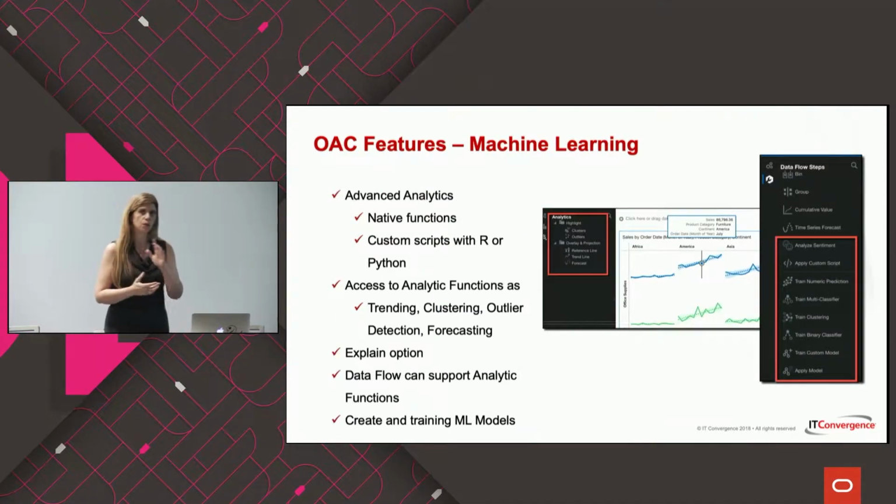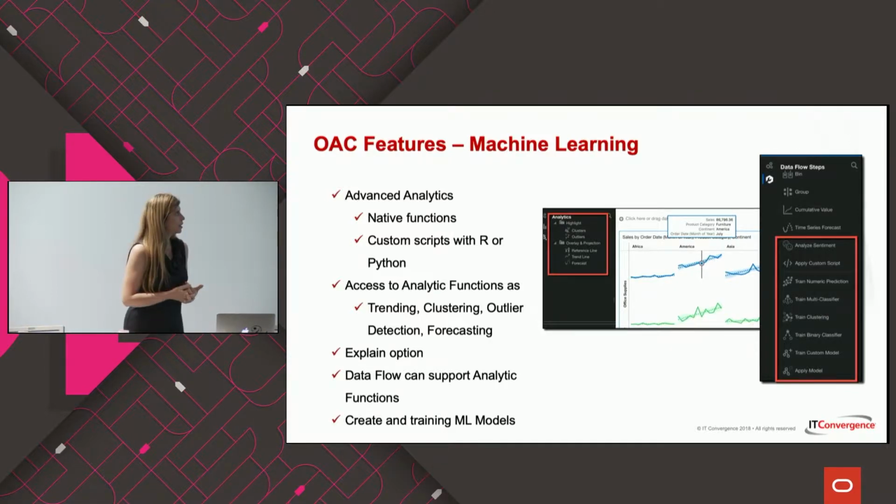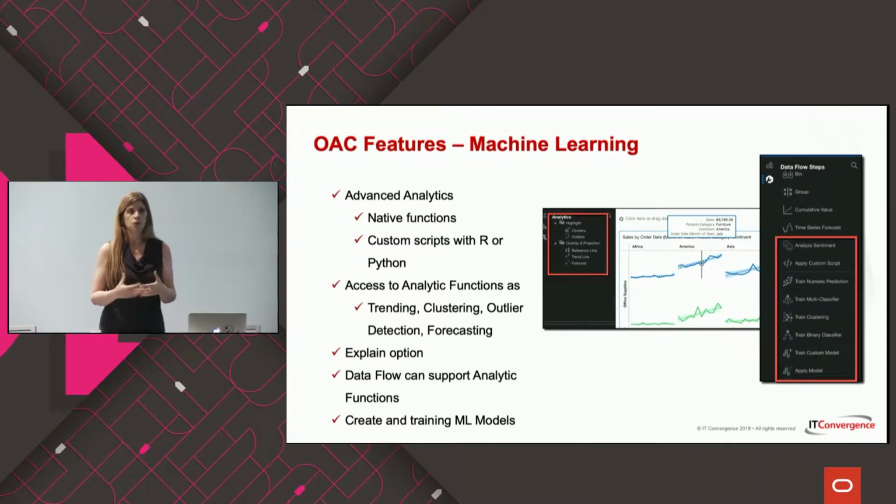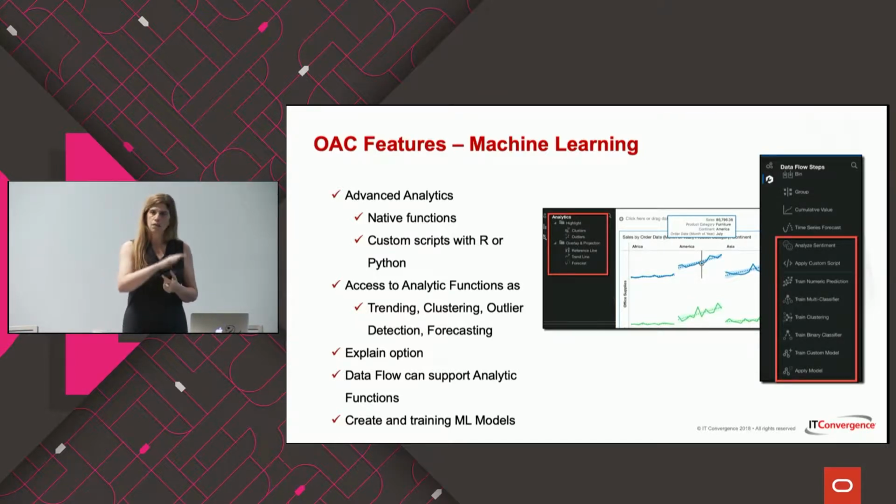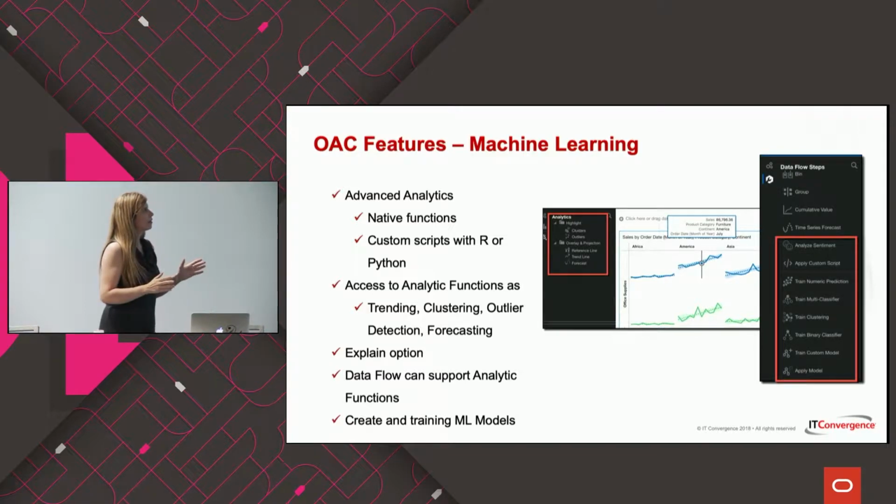And the topic that we're going to focus on in this session is machine learning. We have different machine learning features in Oracle Analytics Cloud. One is the possibility to use advanced analytics, which are some native functions that you have. So for example, you create a graph, you want to see a trend of the information that you visualize, and you just drag the function to the graph, and that's it. You don't need to code it. You don't need to create it. It's right there, okay?